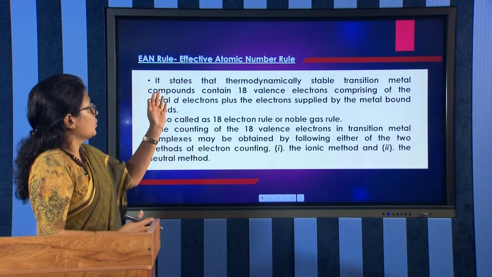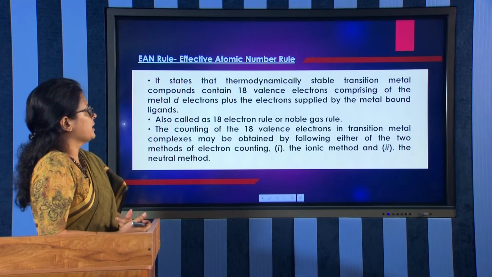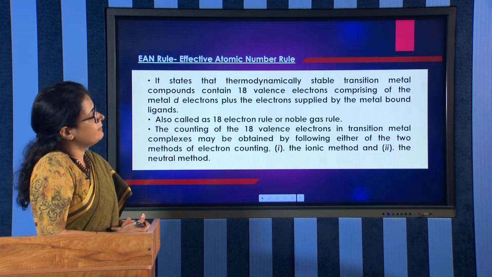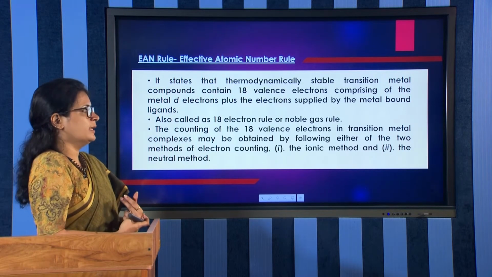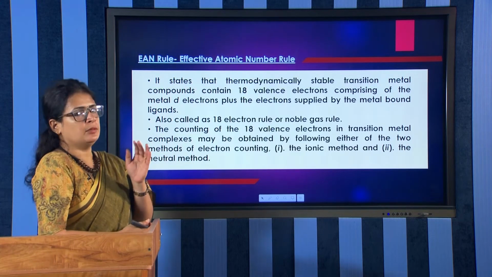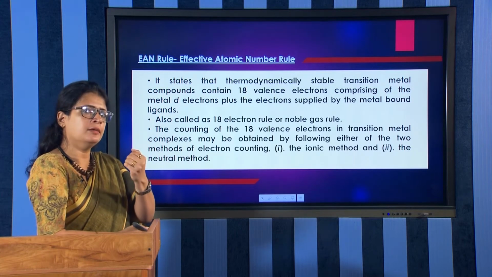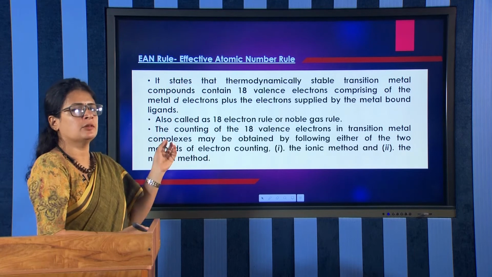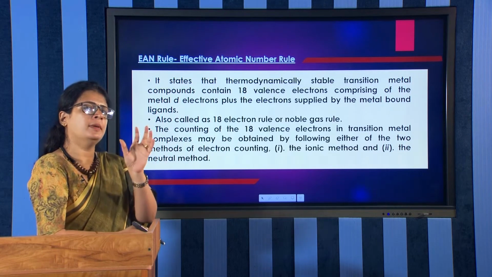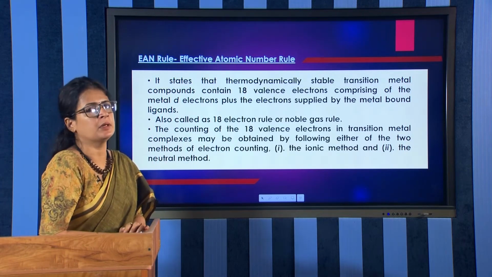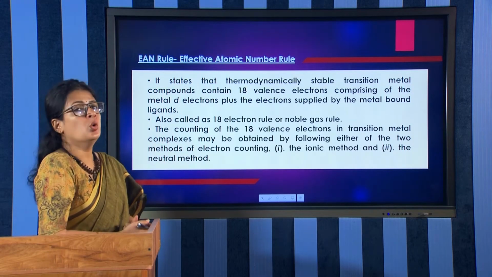So, the effective atomic number rule can be stated as: thermodynamically stable transition metal complexes or compounds contain 18 valence electrons comprising of metal d electrons plus electrons supplied by the metal bound ligands, and the summation of the electrons in metal and the electrons gained from the ligands should be 18. On total you should have 18 electrons. When you have 18 electrons, that coordination compound is very stable. That is the point. It is also called the 18 electron rule or noble gas rule.